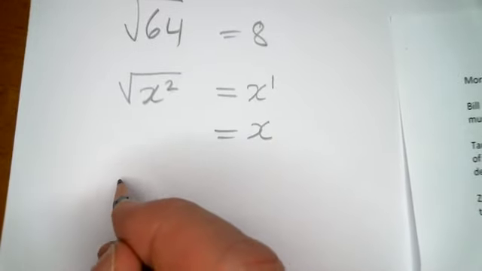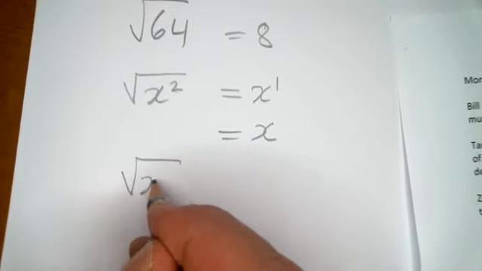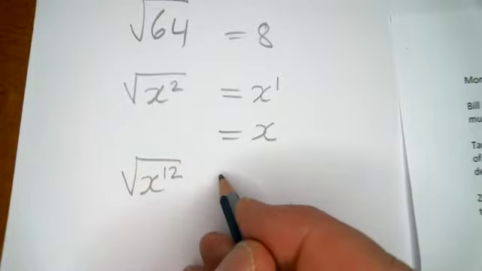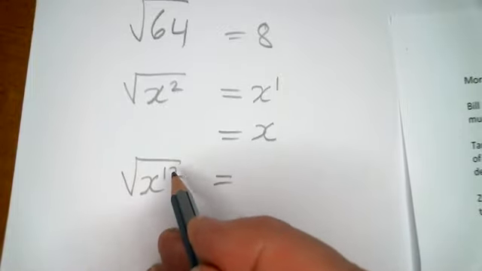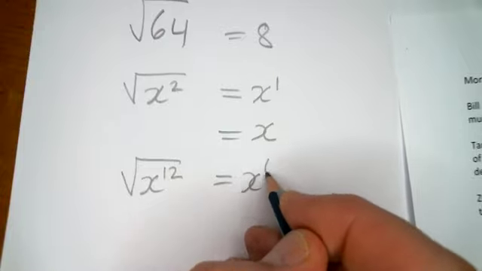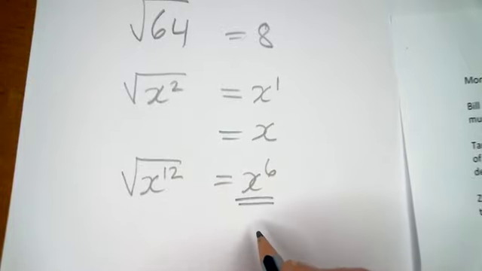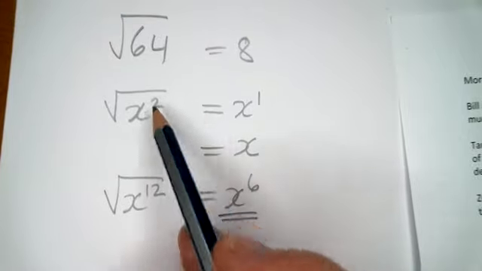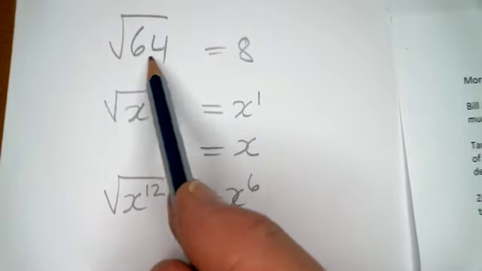So let's say it was the square root of x to the 12. We just halve the value of 12. It becomes x to the power of 6. And there's my solution.